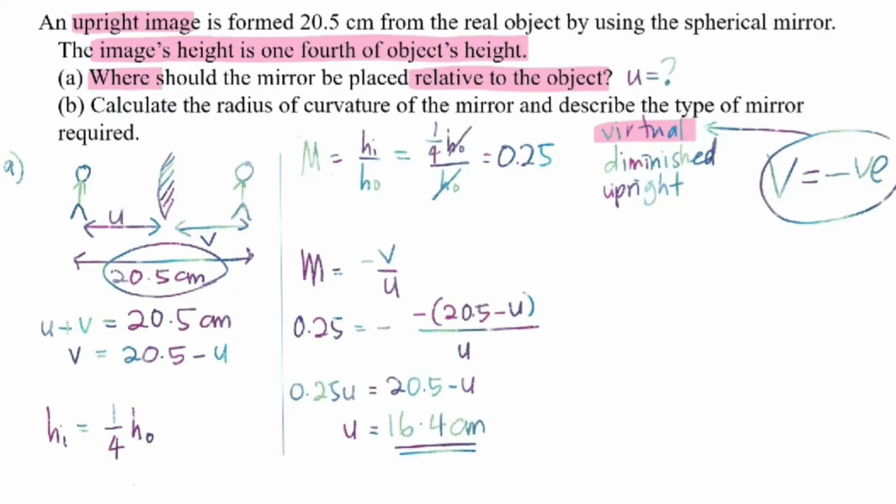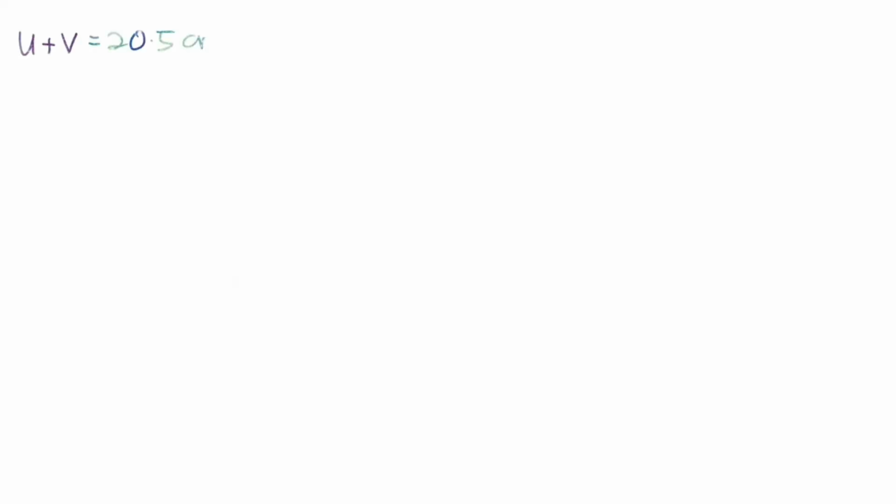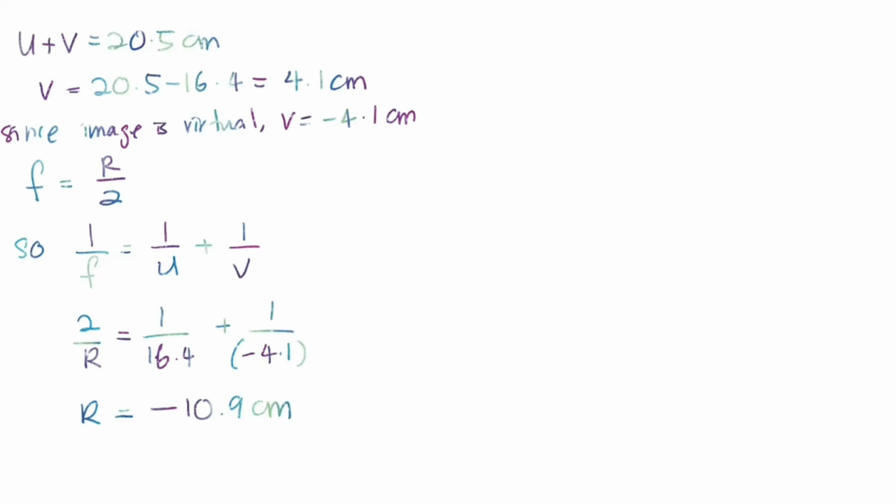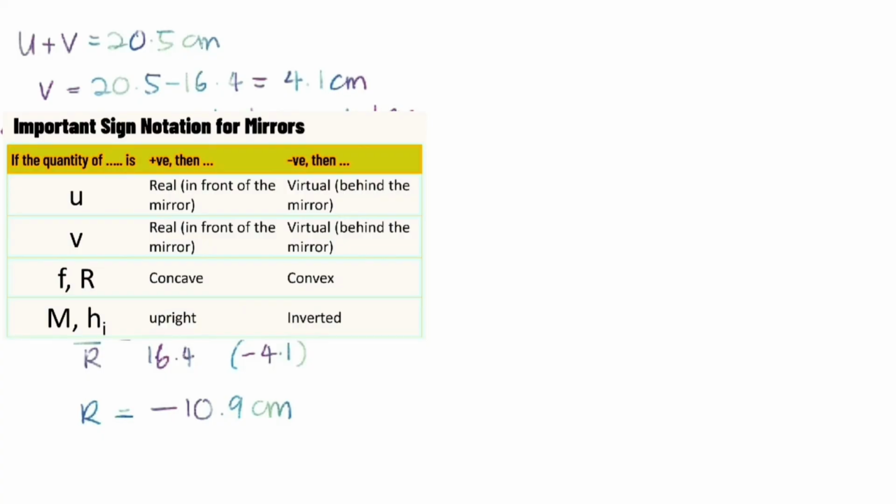Part B is asking for the radius of curvature. Here, I'm getting v first because I want to put the values of u and v into the thin lens equation. Remember, because the image is virtual, we have to put in the negative sign. And since we know f equals r over 2, we substitute everything like this. And look, r is negative. When we refer to the sign notation table, it means that this mirror is a convex mirror.